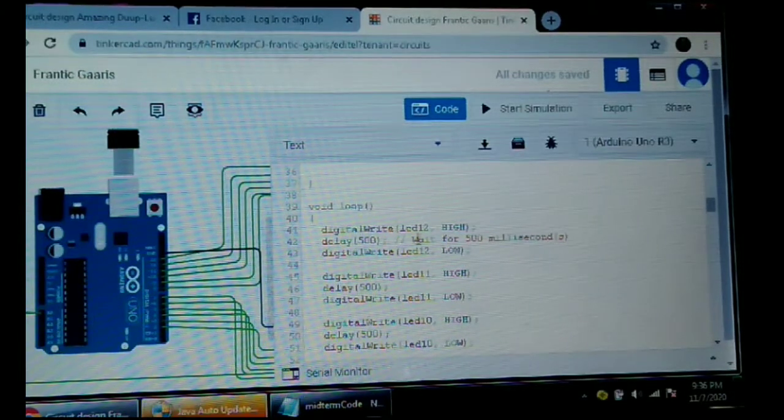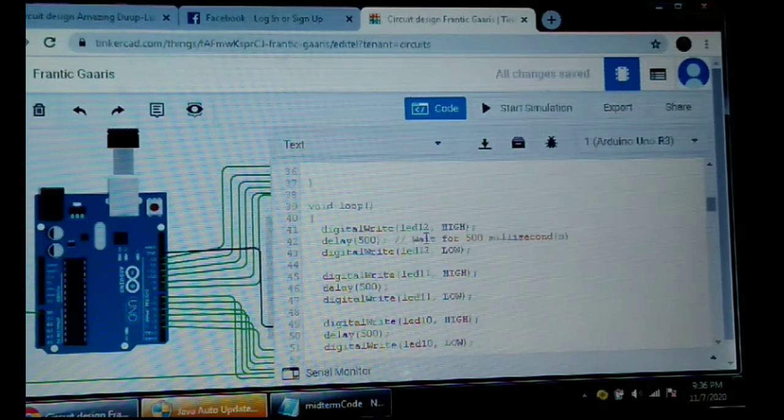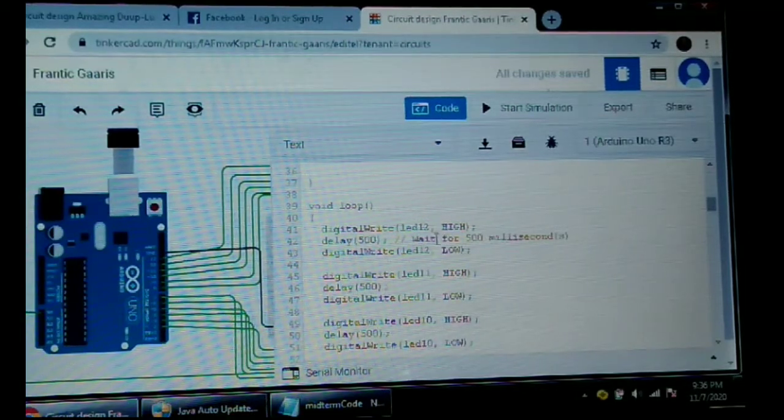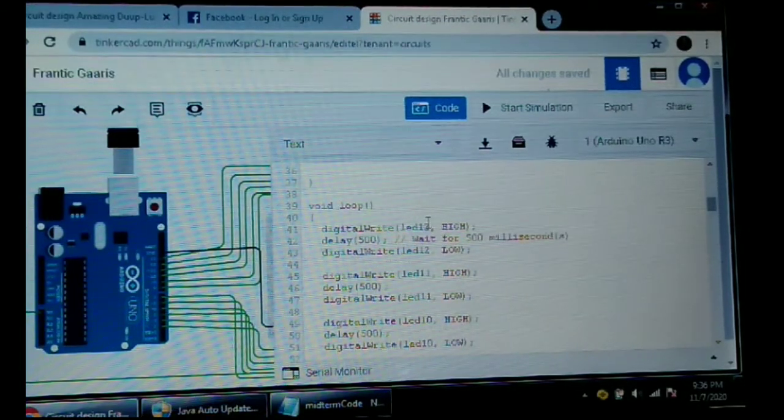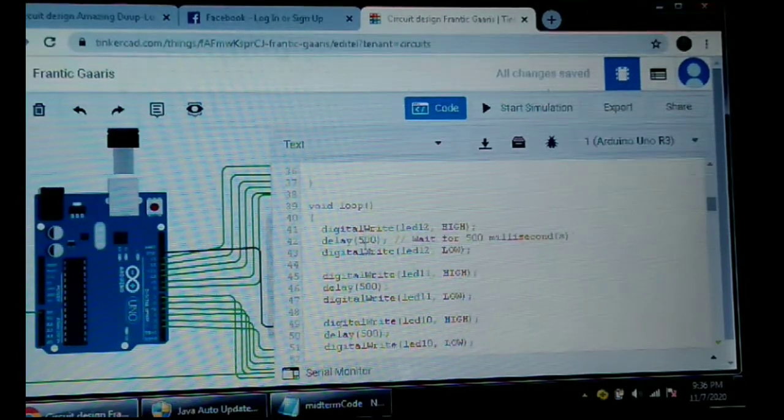digitalWrite LED12 HIGH. So this means that the LED 12 will turn on, then delay, wait for 500 milliseconds, then it will turn off.